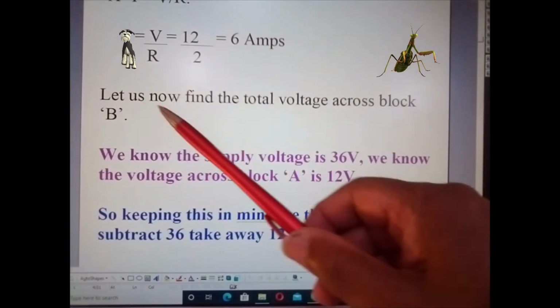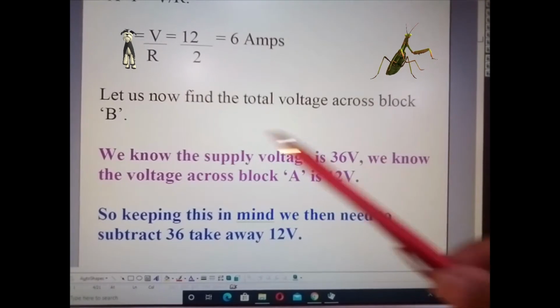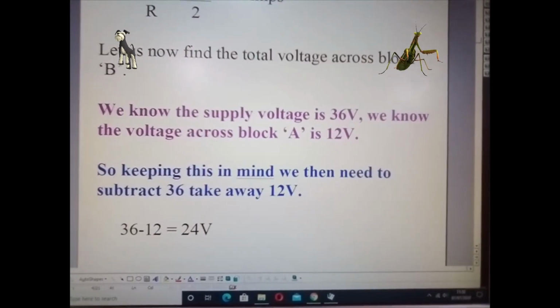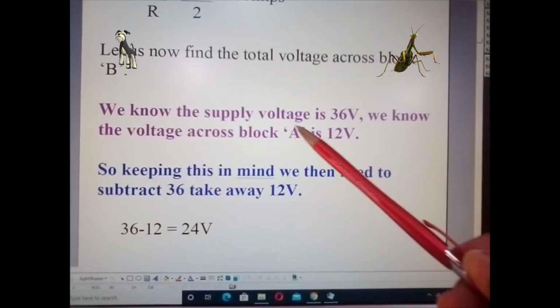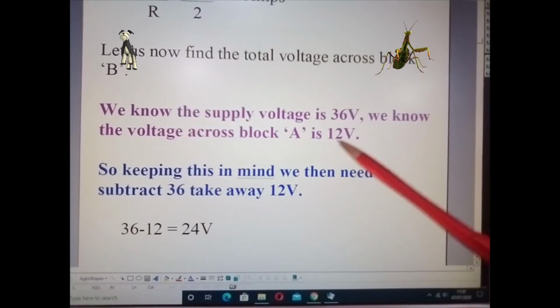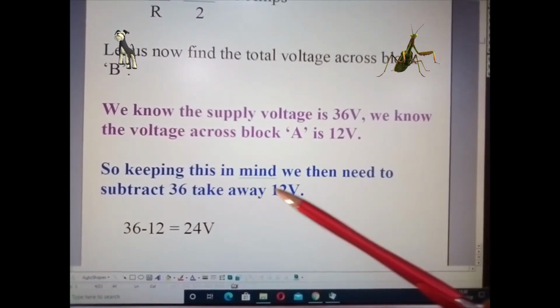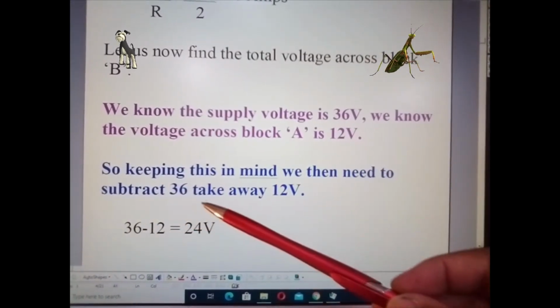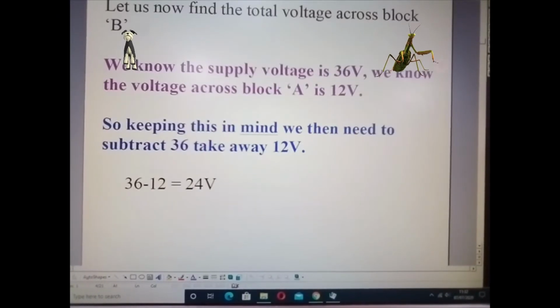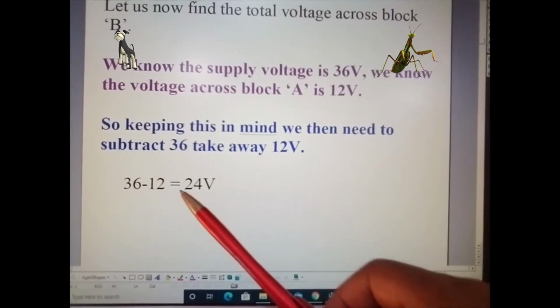But let us now find the total voltage across block B. We know the supply voltage is 36 volts. We know the voltage across block A is 12 volts. So keeping this in mind, we then need to subtract 36 take away 12, which equals 24 volts.